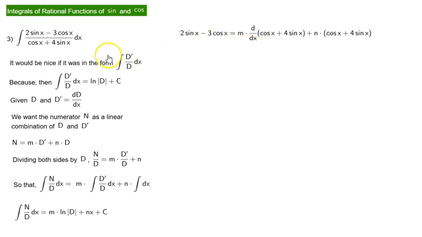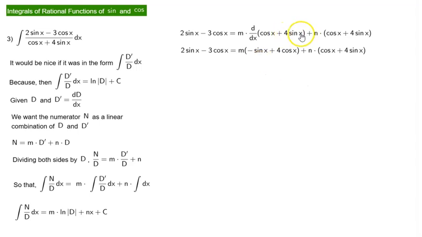So we have the integral of 2 sin x minus 3 cos x by cos x plus 4 sin x dx. We want the numerator, which is 2 sin x minus 3 cos x, as a linear combination of d and d prime. So m times the derivative of the denominator, that is cos x plus 4 sin x, plus n times the denominator. So n times cos x plus 4 sin x. We are equating this to the numerator. So what do we get?